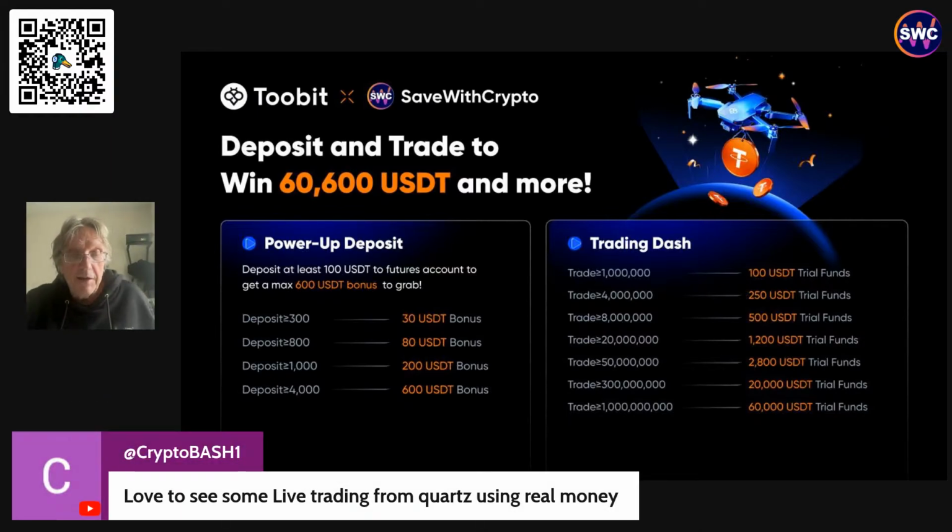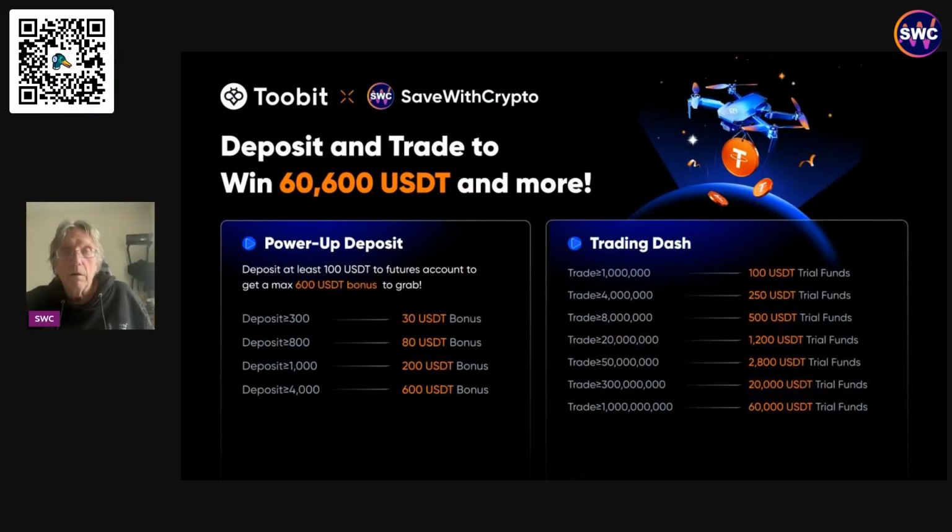Anyway, Crypto Bash saying, love to see some live trading from Quartz using real money. Quartz, I don't know what that is. What is it? No idea what that is.